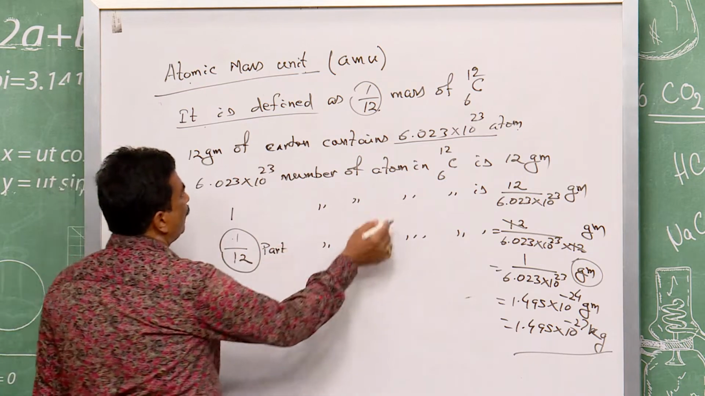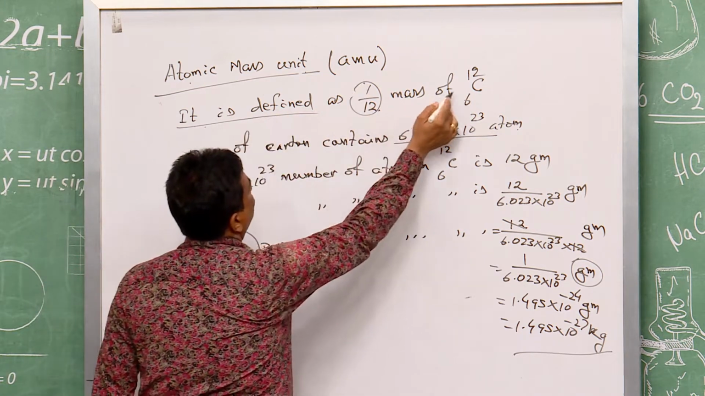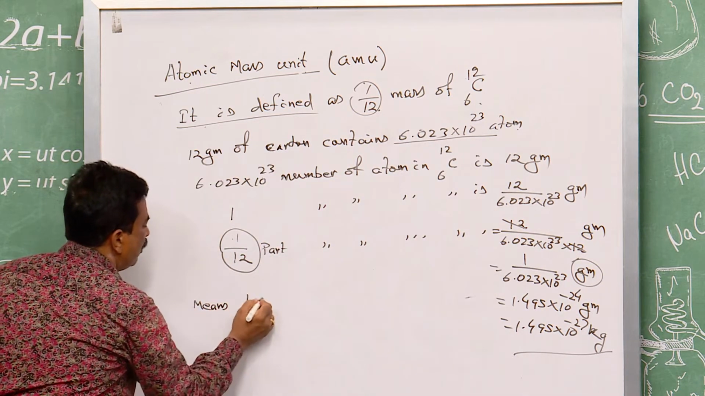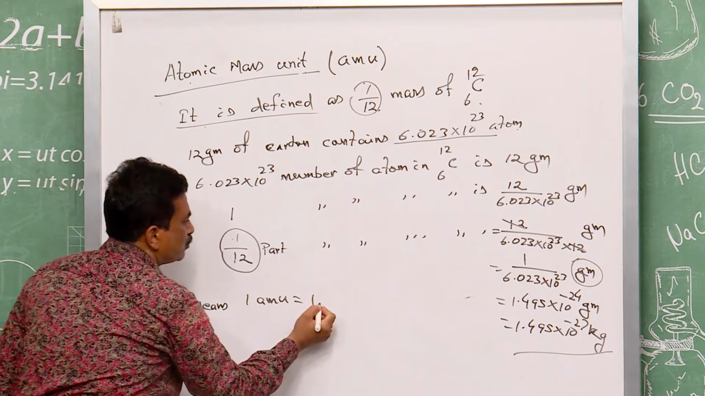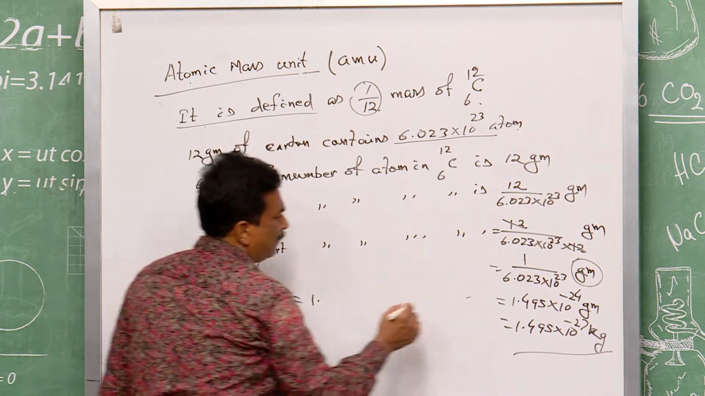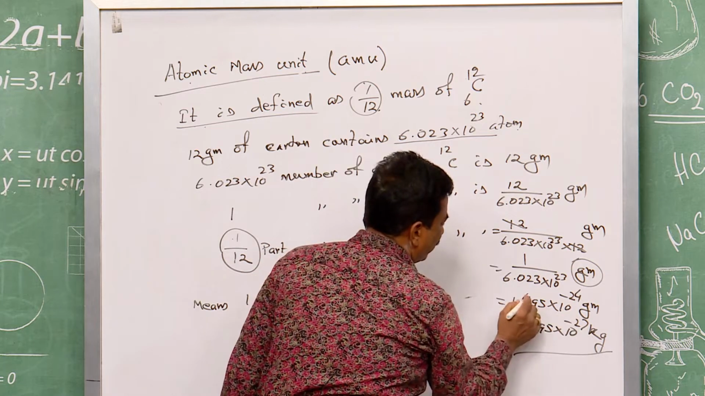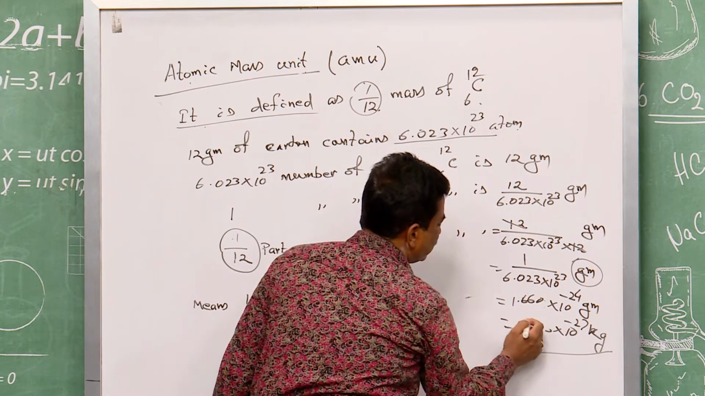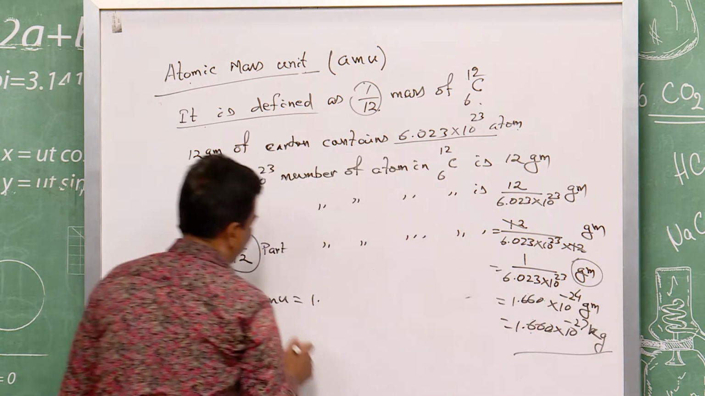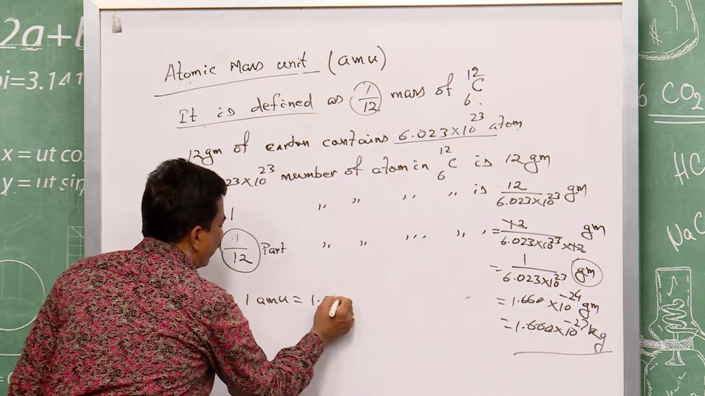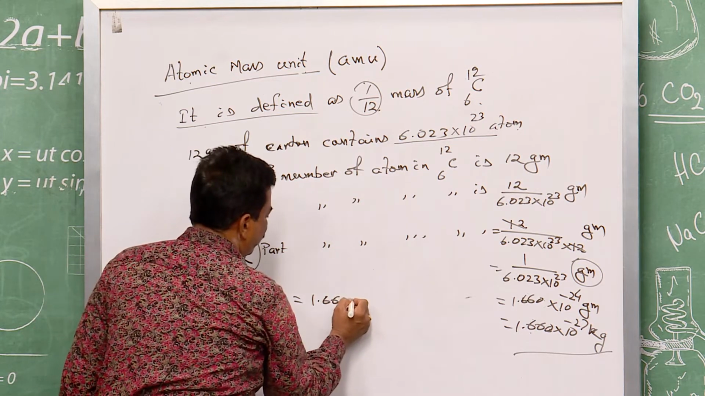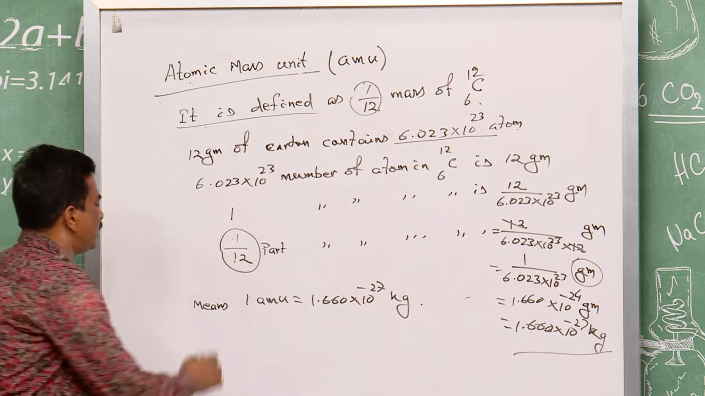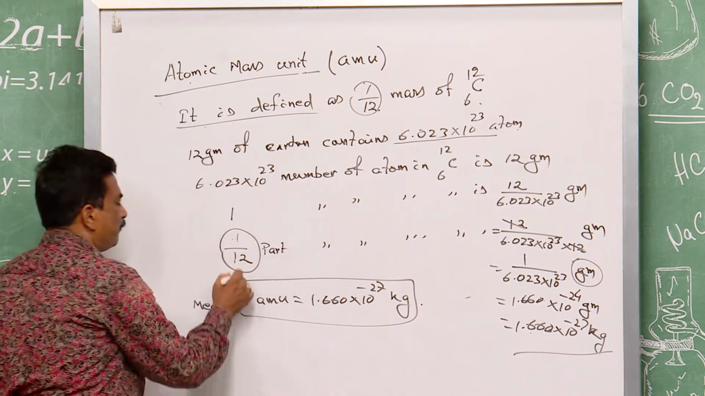So the 1/12th part is defined as 1/12th part mass of this one, meaning 1 AMU is equal to this much in grams. If it is converted to gram, that will be 1.660, meaning 1.660 into 10 to the power of minus 27. 1 AMU is equal to 1.660 into 10 to the power of minus 27 kg. This is the 1 AMU.